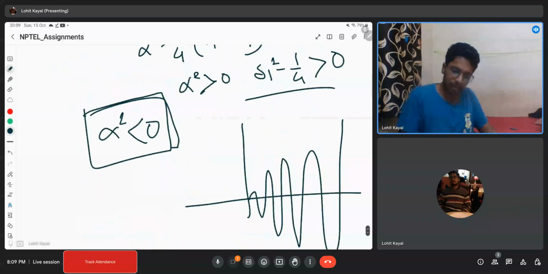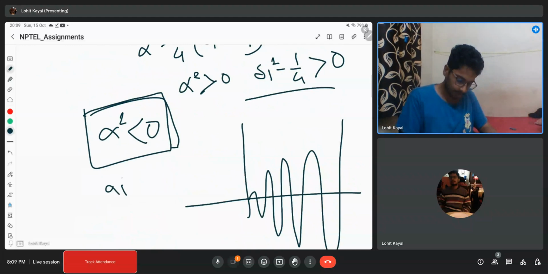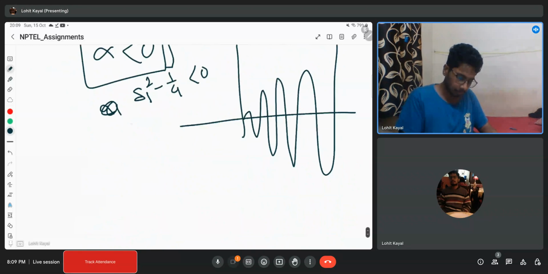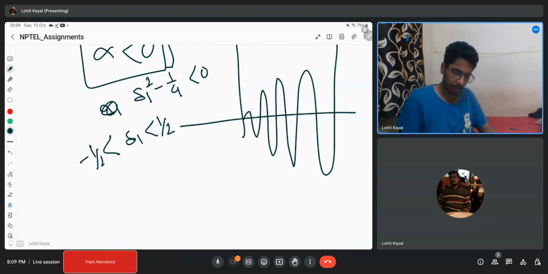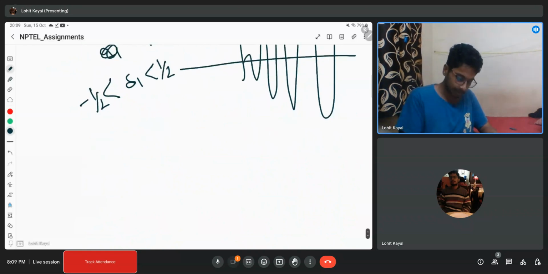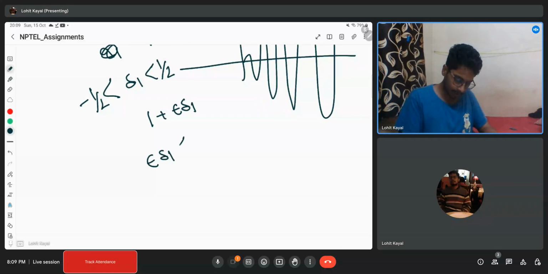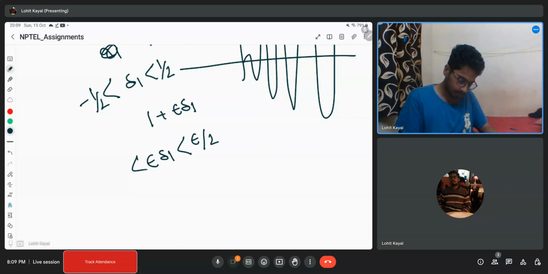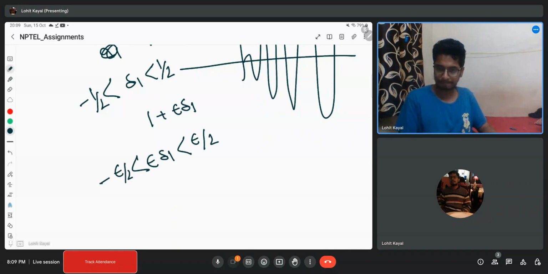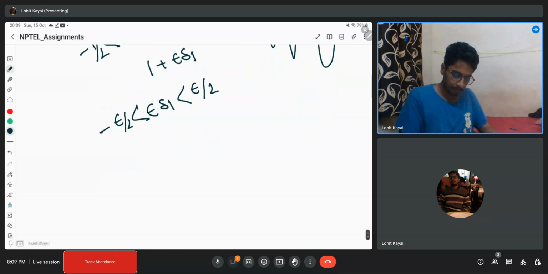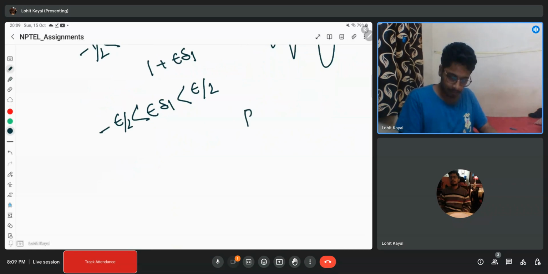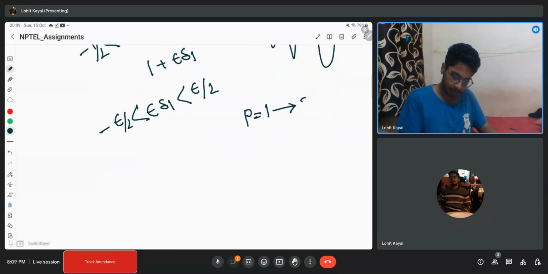So for alpha square less than 0, that means your delta 1 square minus 1 by 4 is less than 0. That means your delta 1 is less than half, of minus half. Now remember, what is this delta 1? The 1 plus epsilon delta 1. So if I multiply with epsilon, epsilon delta 1 is less than epsilon by 2 minus epsilon by 2. Now we have already discussed that p equal to 1 is the subharmonic case.